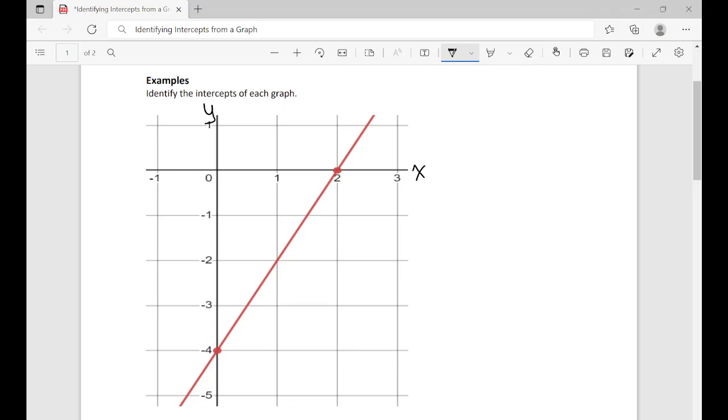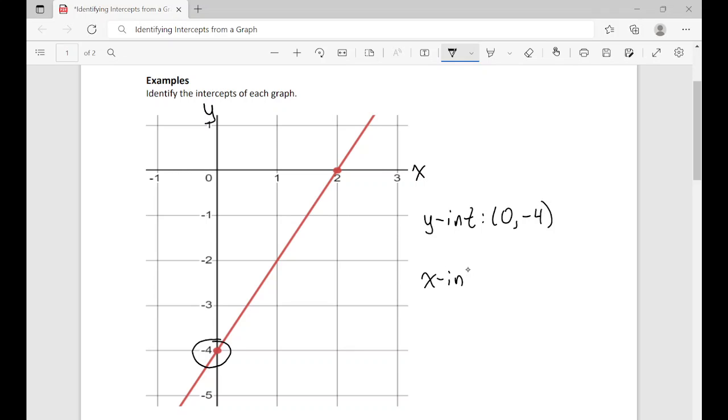So let's start off with where it crosses the y. It crosses right here at -4. So we can say that the y-intercept, and you always want to write it as an ordered pair typically, is at x being 0 and y being -4. Whenever you have a y-intercept, the x value is always 0, always and forever.